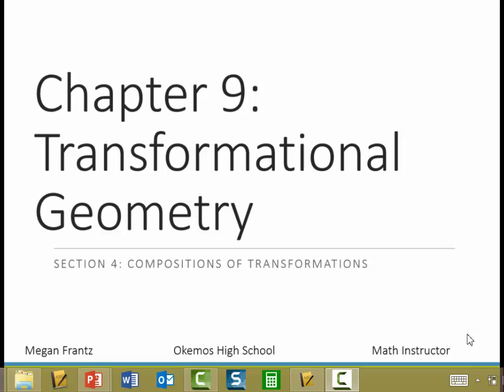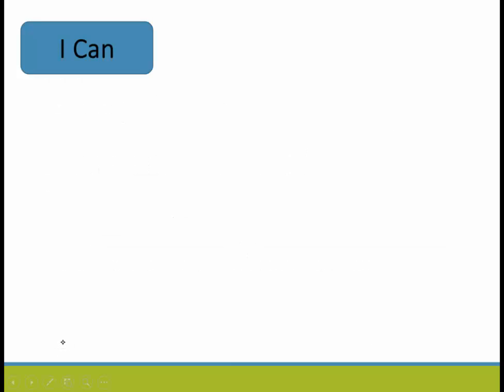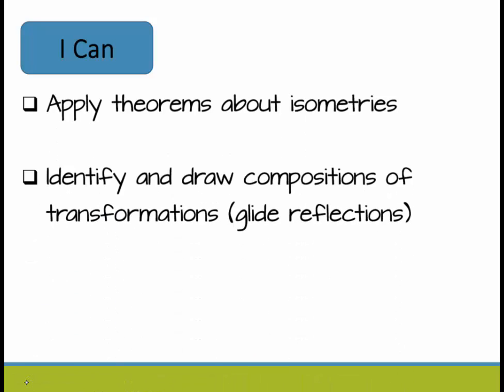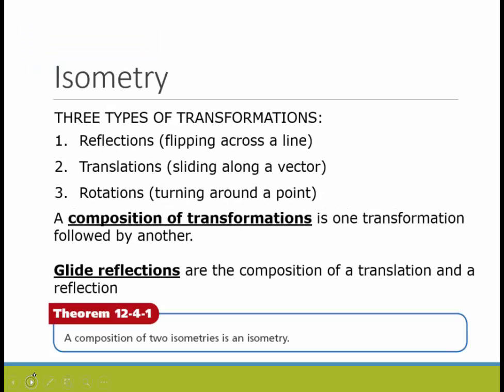Chapter 9, Section 4 is about compositions of transformations, which just means that we're going to put a bunch of things together. So by the end of this lesson, you should be able to apply theorems about isometries, and also identify and draw compositions of transformations, and we're going to do something called glide reflections.